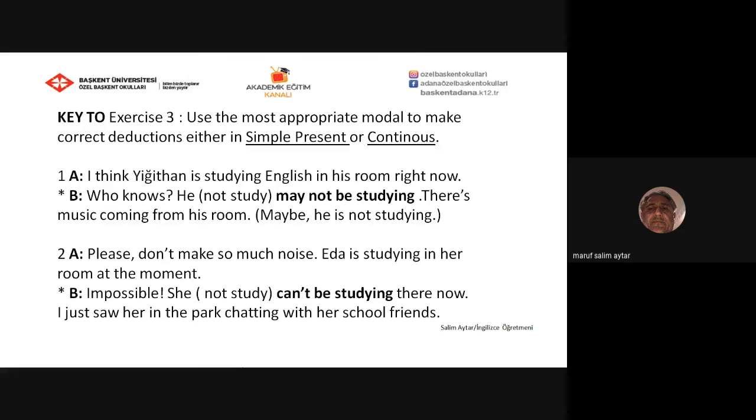I think Ethan is studying English in his room right now. Who knows? He may not be studying. There's music coming from his room. Maybe he's not studying, huh? Please don't make so much noise. Eda is studying in her room at the moment. Impossible. She can't be studying there now. We just saw her in the park chatting with her school friends.